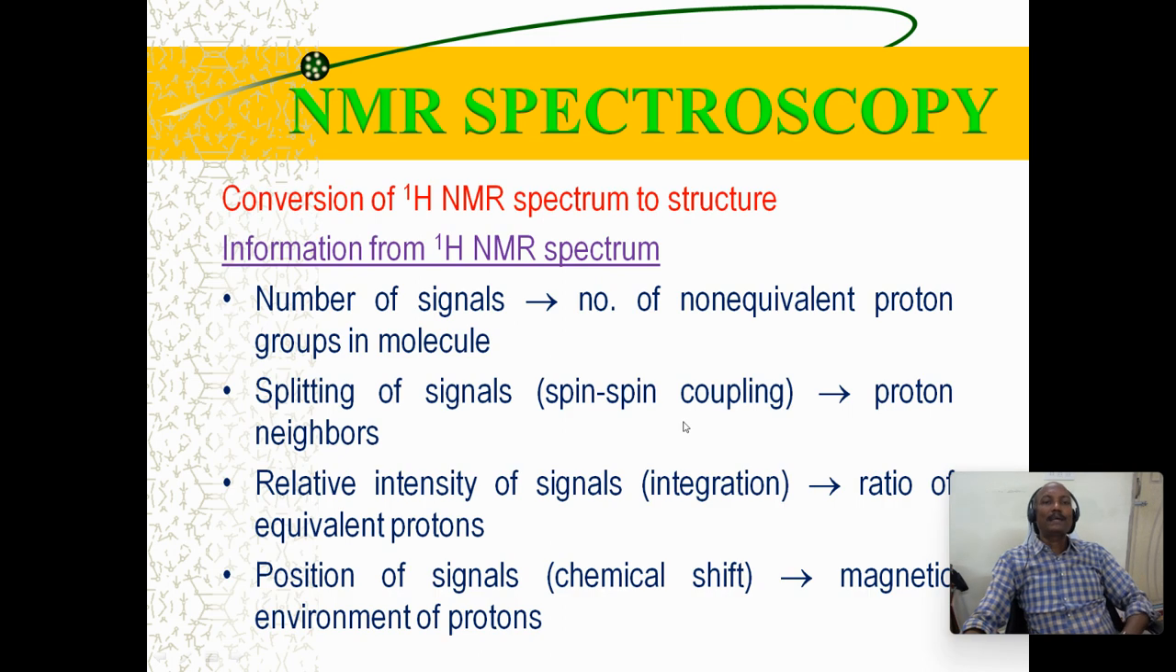Next, mainly we observe this: what information are we getting? We are getting information about the protons. Proton can be called H1. Mainly, we get the number of signals, that is, how many equivalent protons are present and how many non-equivalent protons are present. It is also related to the splitting of signals, which includes spin coupling, related to proton neighbors, and the relative intensity of the signals, related to integration, the ratio of the equivalent protons. The last one is the position of the signals, related to the chemical shift, which is related to the magnetic environment of the protons.